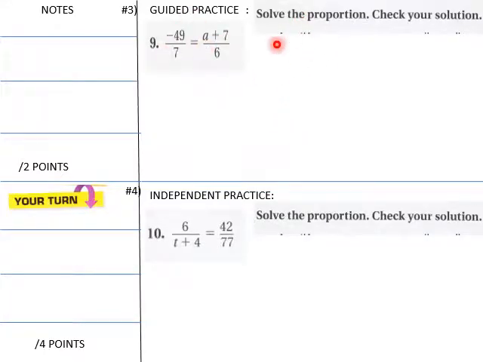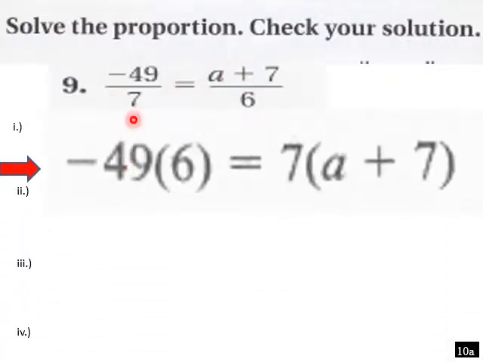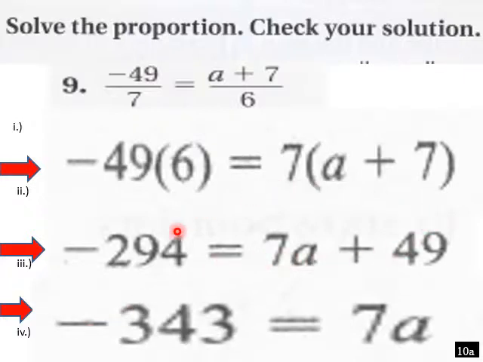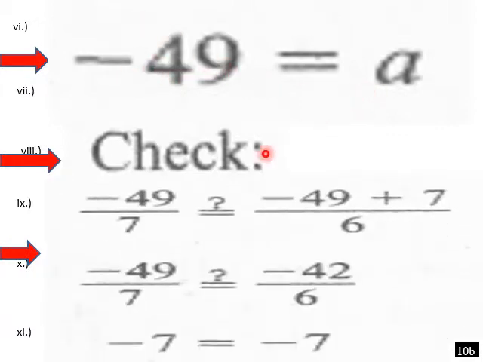We have guided practice here. Solve the proportion. Students, this is you down here. There's our original. We cross multiply: 7 times 8 plus 7, negative 49 times 6. We come up with this number equals this quantity over here. Then we move this over, so we subtract 49 from both sides. We get negative 343, then we divide through by 7, and we get negative 49 equals a. Here's our check, and it checks out. Negative 7 equals negative 7, yes?